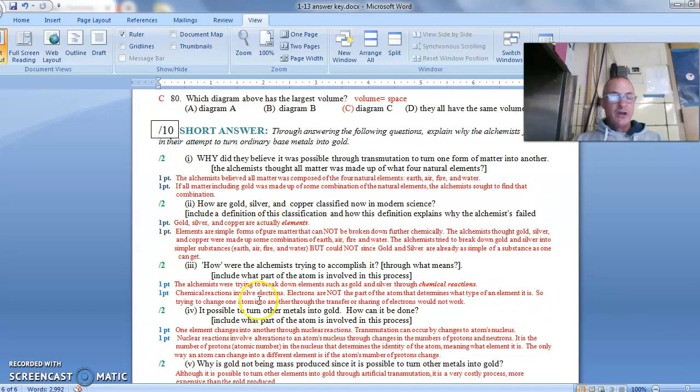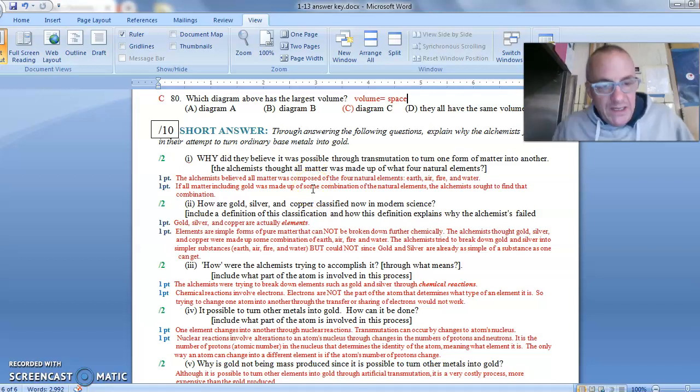Now we are on to the short answer. And each of these, like on a typical test, would be about 2 points each. The first question, and this is all dealing with alchemy. The first question, why did the alchemists believe it was possible through transmutation to turn one form of matter into another? And what is it that the alchemists believed all matter was made up of? What were the four natural elements?